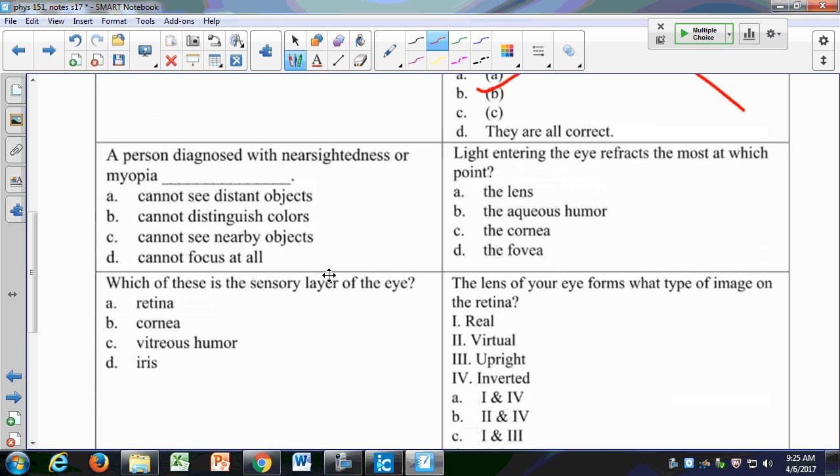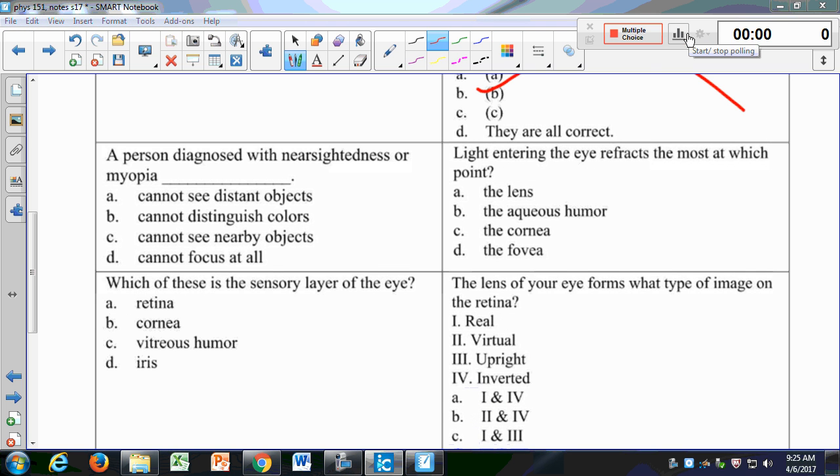Okay, that's a converging lens. Okay, a person diagnosed with nearsightedness or myopia is which of these? Cannot see distant objects, cannot distinguish colors, cannot see nearby objects, or cannot focus at all. Nearsightedness or myopia. I remember farsightedness is called hyperopia. I sort of remember that because hyper is like you're extending too far, right? Like a hyperextension, hyperopia, farsightedness. If that helps you, that's great. All right, let's stop at 40.